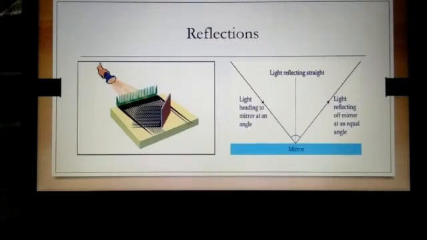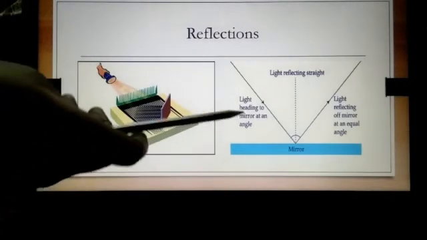There are two types of reflection, regular reflection and irregular reflection. Regular reflection means when the reflecting surface is smooth or polished, the reflected light rays will be sent back into the same medium in a regular way. Irregular reflection means when the reflecting surface is rough, then irregular reflection will take place. There the reflected light rays will be scattered. Clear, children?